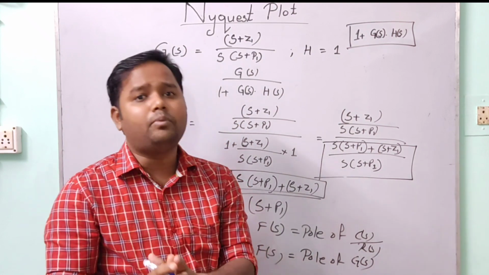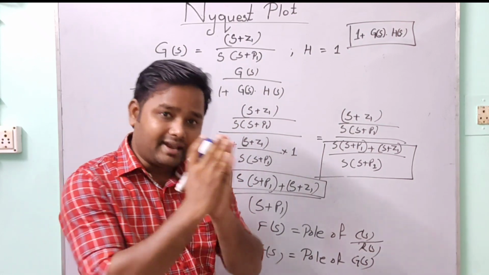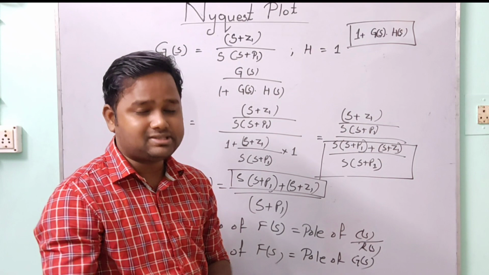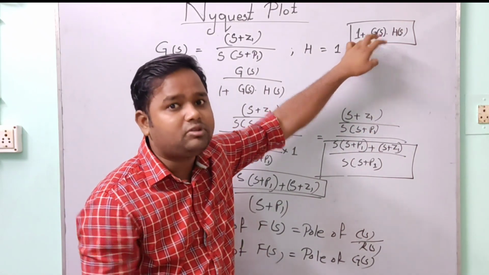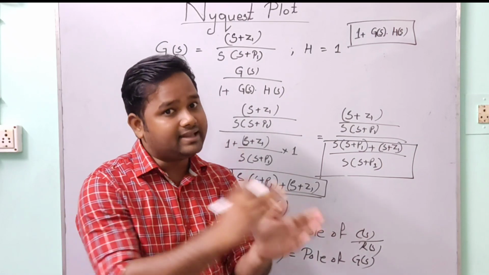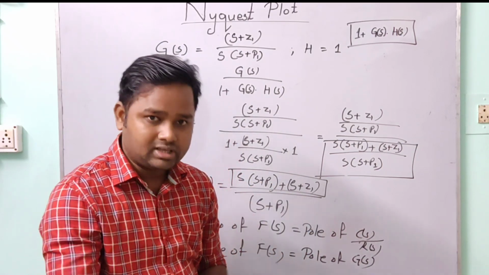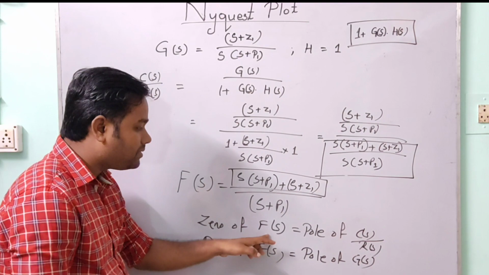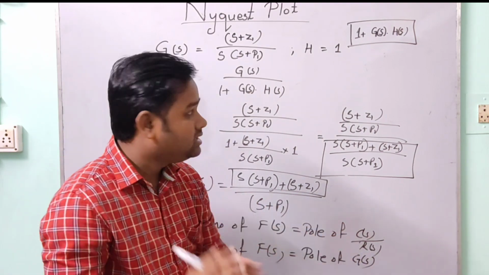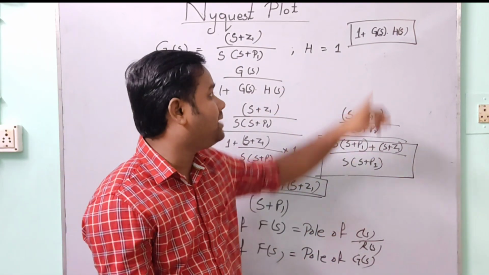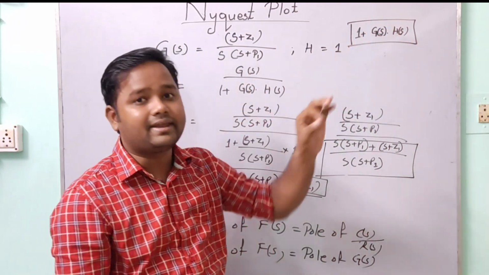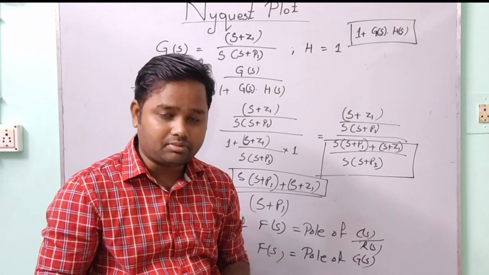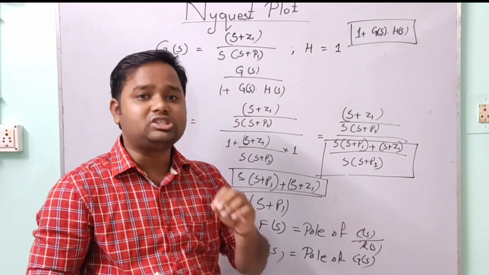That means if the poles are placed at the left hand side of the s plane, the system is stable. From this equation, if the zeros are placed at the LHS of the s plane, then the system is stable, because the zeros of F(s) are equal to the poles of C(s) by R(s). So every time we have to calculate 1 plus G(s) into H(s). By this equation, we can get the poles and zeros, by which we can tell whether the system is stable or not.